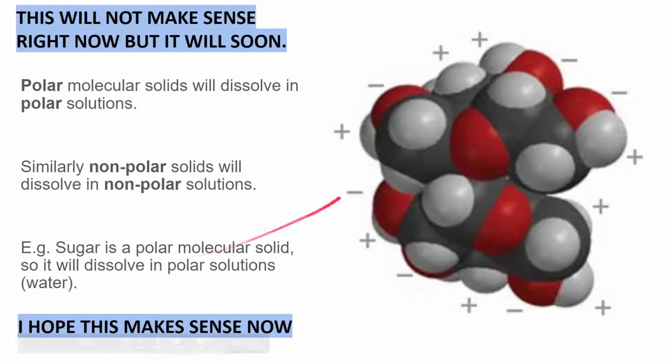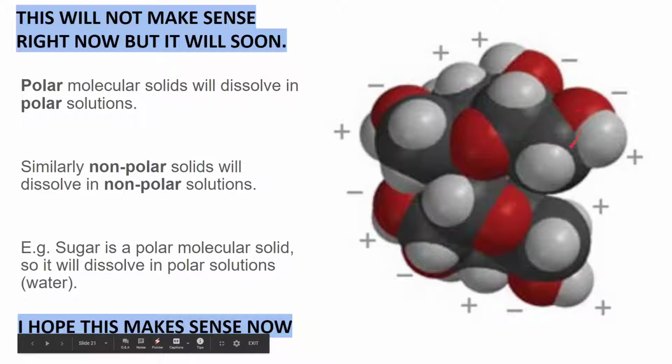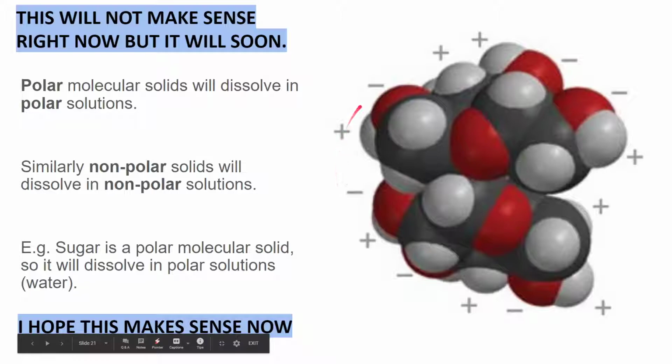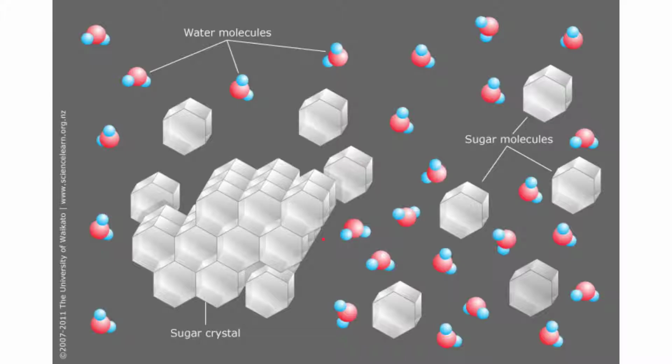The reason why sugar is polar is because it has all these slight positive and negative charges around it due to the difference of electronegativities in the atoms in the sugar molecule. Lots of oxygens, lots of hydrogens and carbons, all with different electronegativities, creating these positive and negative regions. So we have water molecules surrounding sugar, and they can dissolve the sugar into it.